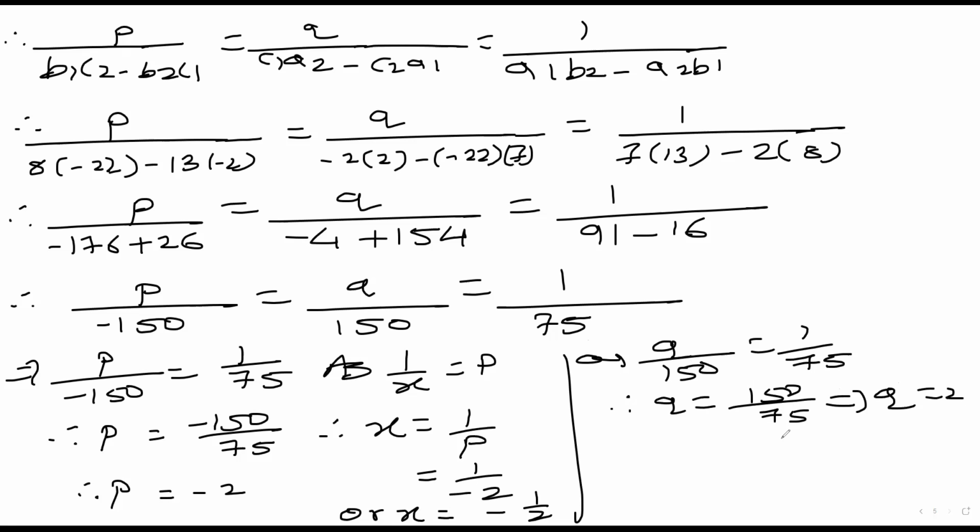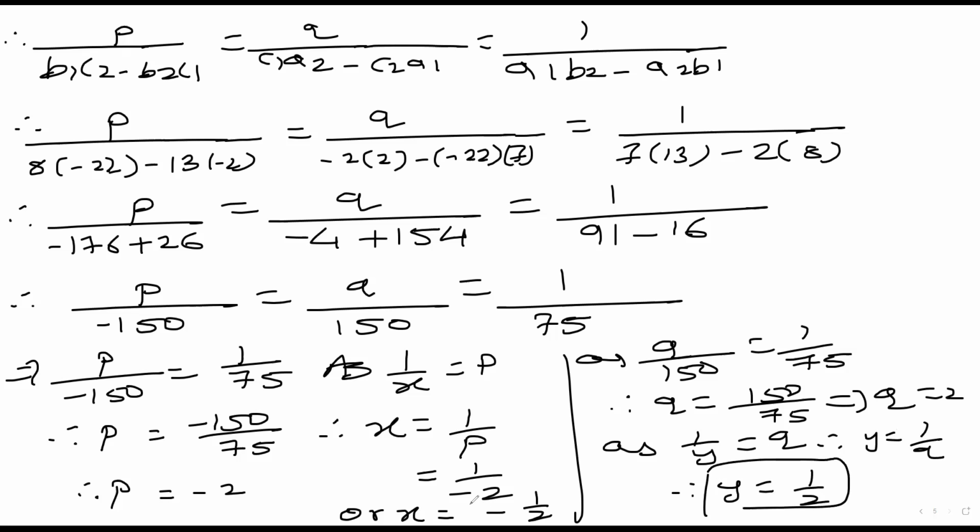Okay, so here Q is 2. We don't want Q, we want Y. So we can write 1 upon Y is Q. We have substituted that. Therefore y will be 1 upon q, so y will be 1 upon 2. So this is the solution. x is minus 1 upon 2 and y is 1 upon 2. That is the solution. Okay.